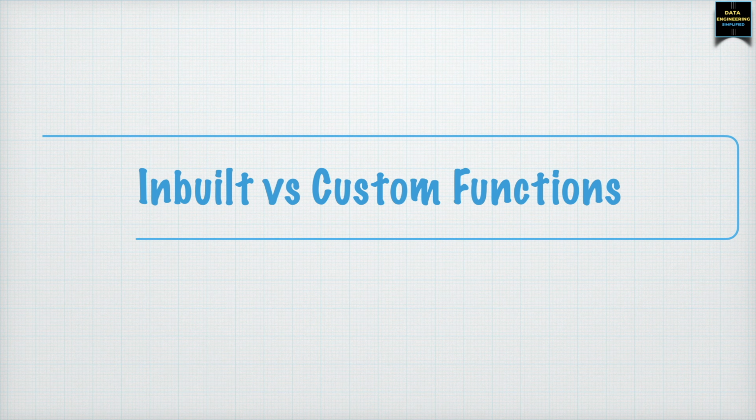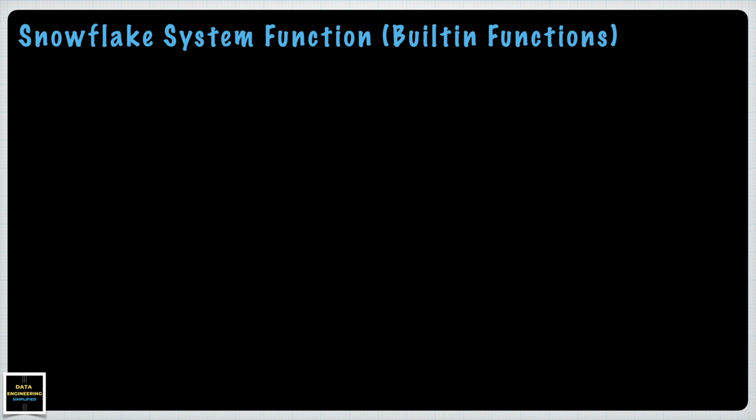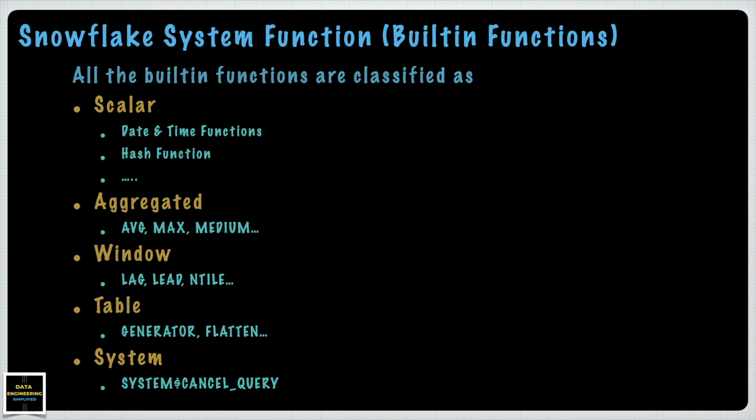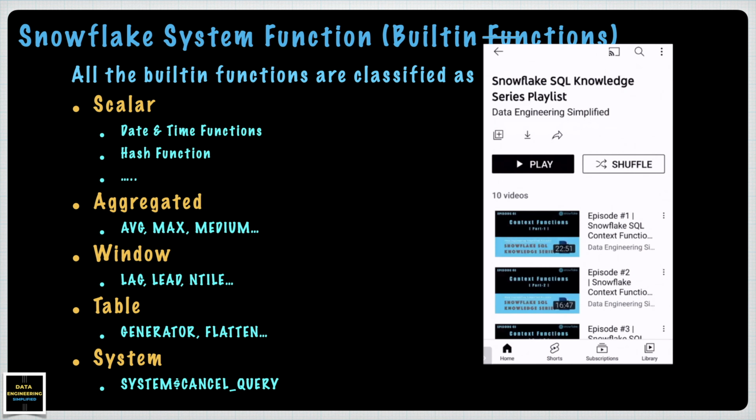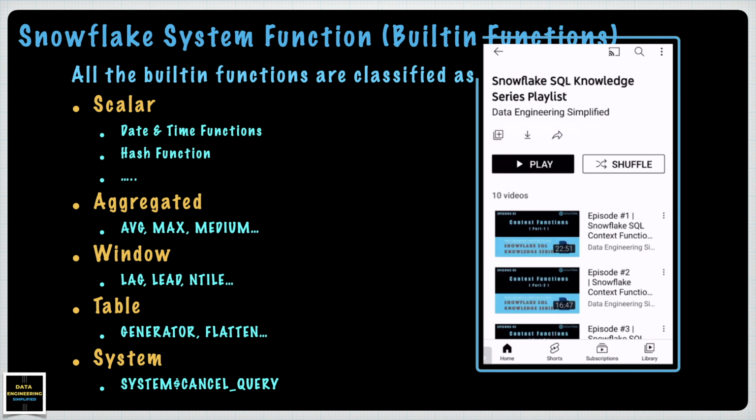Moving to our next topic, inbuilt versus custom function. Snowflake has many inbuilt functions, and let's understand their categories. There are more than 500 inbuilt functions in Snowflake, and they are classified under different categories like scalar, aggregate, window, table, and system. To know how each of them works, you need to refer to the Snowflake documentation or my SQL playlist where many functions are explained with their purpose.